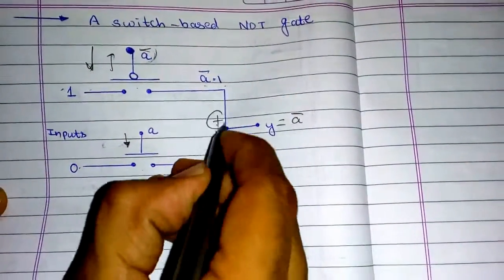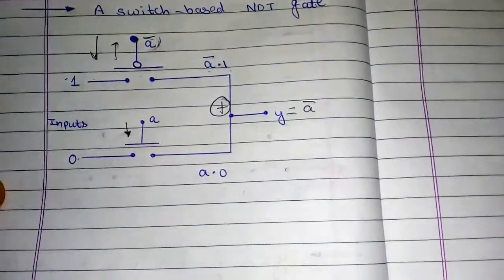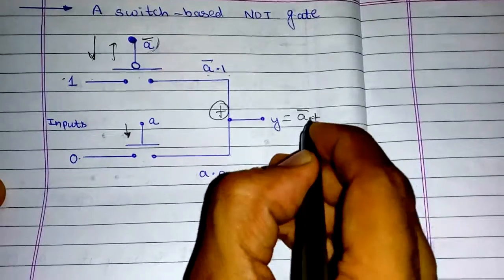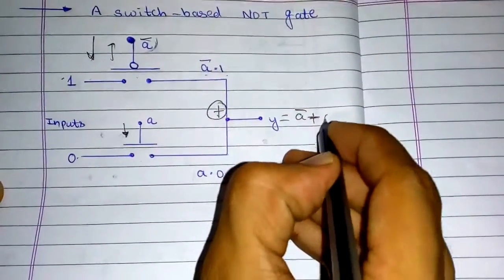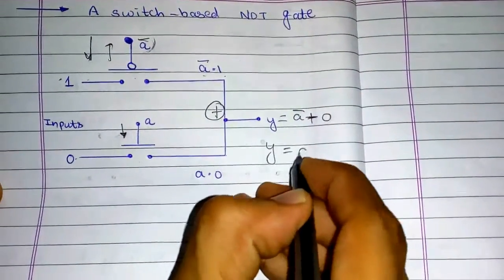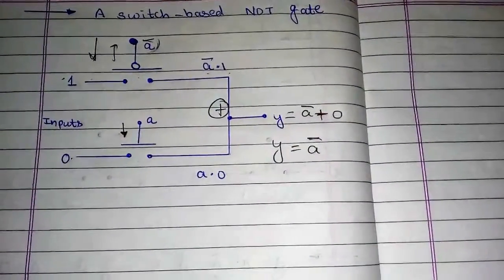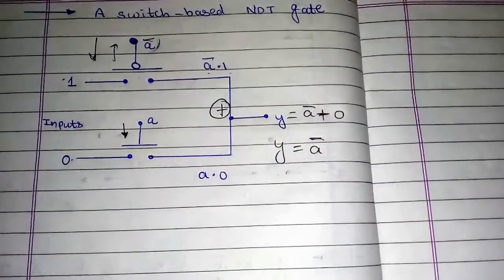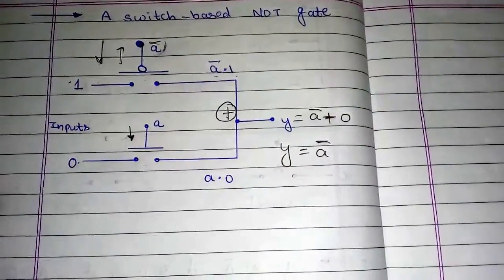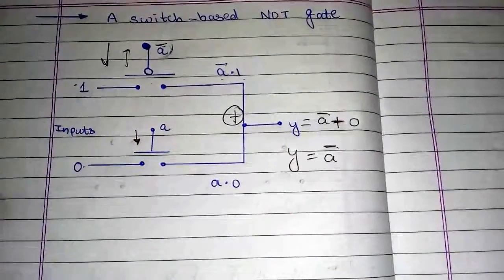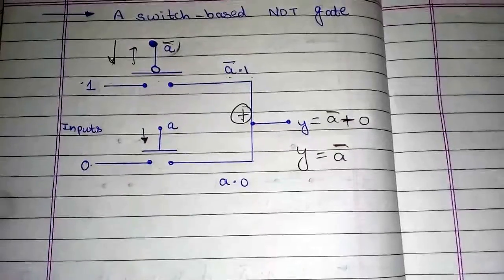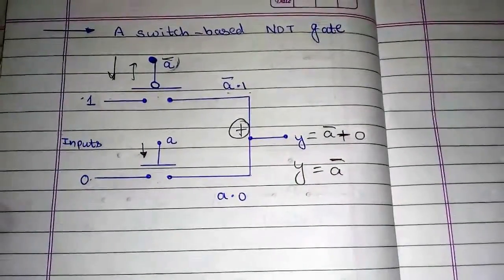Now my output is nothing but A bar into 1, which is nothing but A bar. And since this is an OR operation, because these are parallel, plus A into 0 is nothing but 0, so Y will be equal to A bar. Now Y equals A bar is nothing but a NOT operation. This is nothing but a NOT gate. So basically by using two types of switches, assert high and assert low, I can create a NOT gate.